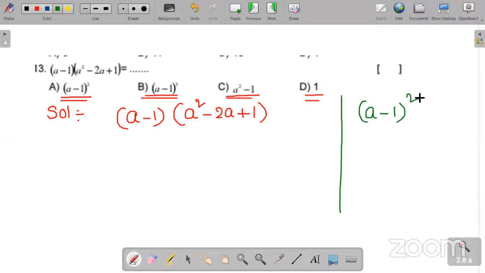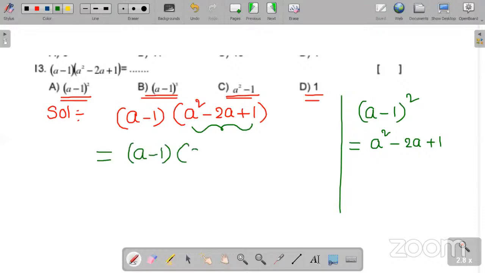Let us try. A minus 1 whole square is a square minus 2 into a, that is 2a, plus 1 square, which is 1. That means we can write it like this. Already a minus 1 is there, multiplied with a minus 1 whole square. Now a minus 1 has base power 1. We can write a minus 1 to the power of 1 plus 2, that is 3. So a minus 1 whole cube.